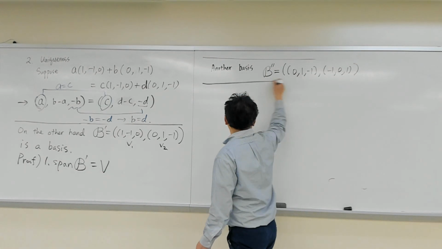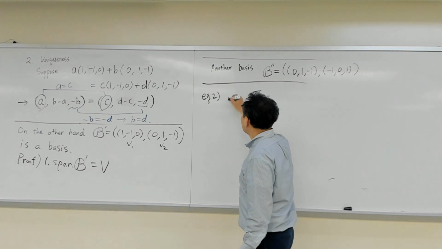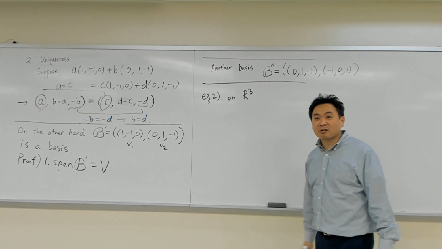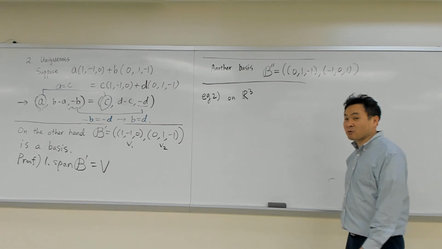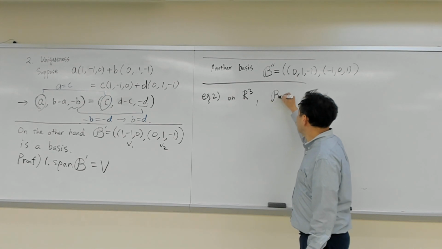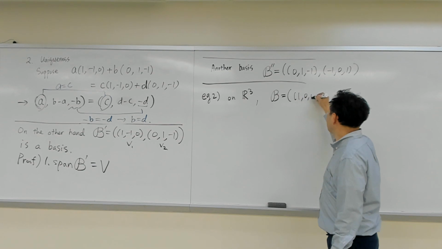So, example 2, on R3, you have a somewhat natural basis. What's the natural basis in R3? One zero zero. Yeah. 0 1 0, 0 0 1.